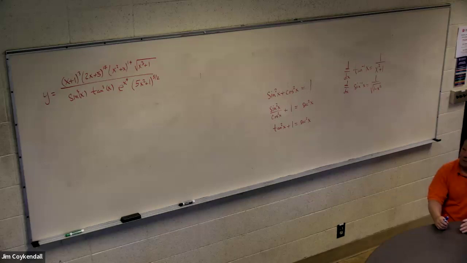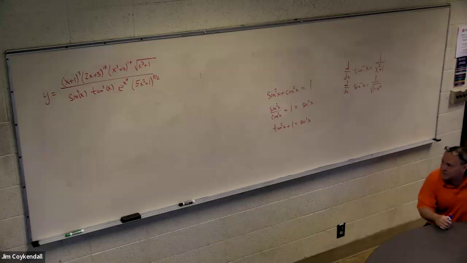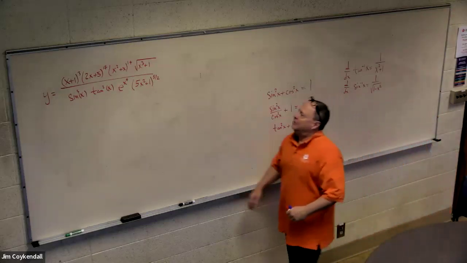So you have all those terms, and each of those things is changing, right? And then minus top times the derivative of the bottom, it's the same problem. Can you just go ahead and do this problem? You bet you can, right? But you certainly don't want to. Let me change this a little bit.